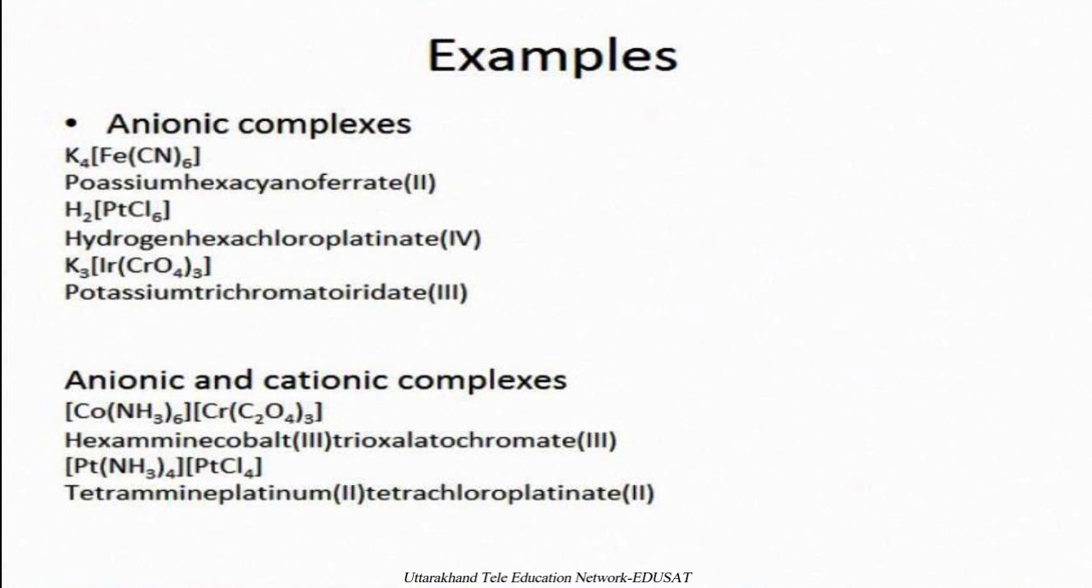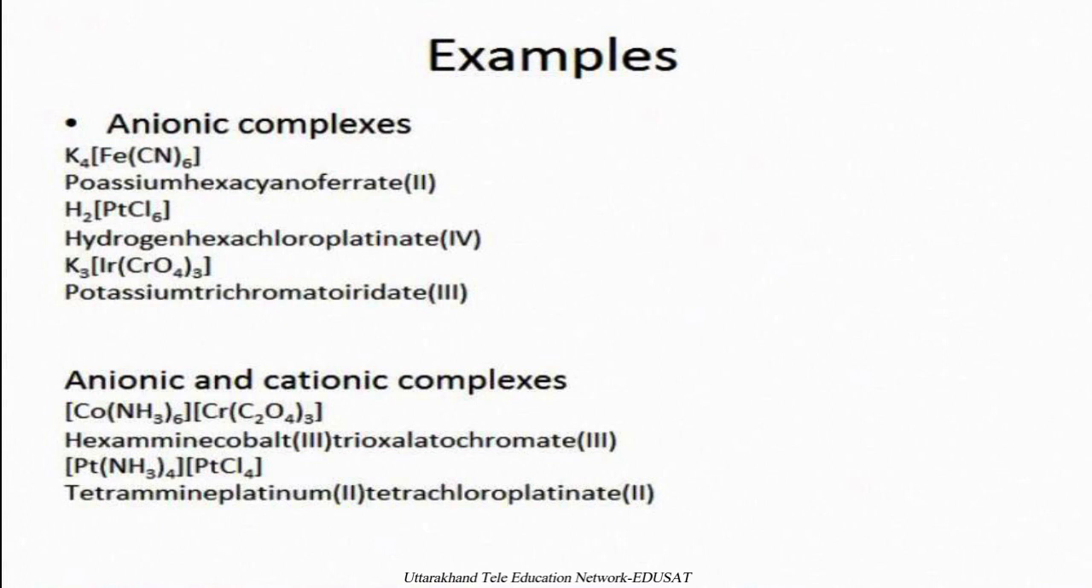The next example is of hydrogen, which is a cation, hydrogen hexachloro. Hexachloro is the ligand, and then platinate(IV). The next example is potassium trichromato. Here the ligand is trichromato. Potassium trichromato iridate, because if we have a metal in an anionic complex, the metal name should end with ate. The metal name should end with ate.